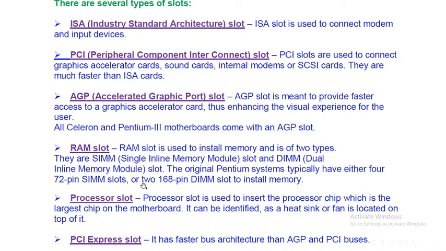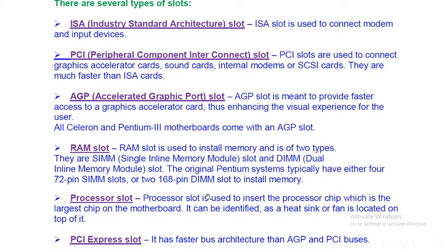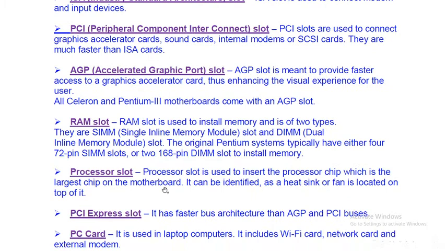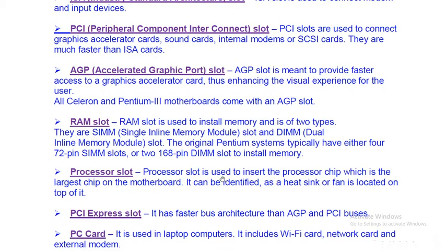These are RAM slots. Now, what does the processor slot mean? This is a processor slot. The processor slot is used to insert the processor chip, which is the largest chip on the motherboard. Among all chips, the processor chip is very large compared to the others.